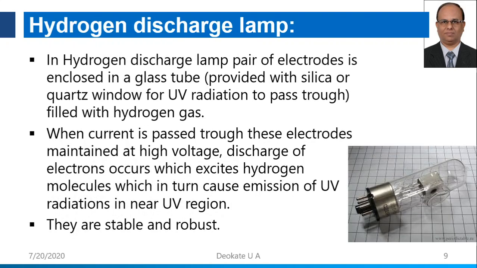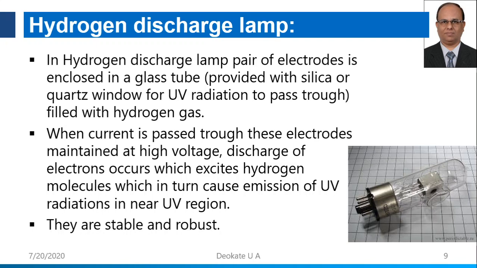So this is a hydrogen discharge lamp. You see the construction of this hydrogen discharge lamp. A pair of electrodes is enclosed in a glass tube, provided with a silica or quartz window for UV radiation. So this is called the window. It emits UV radiations or visible and UV radiations. They are generally of the silica or quartz type.